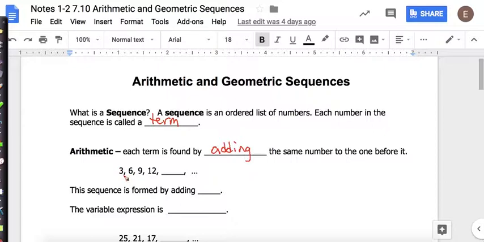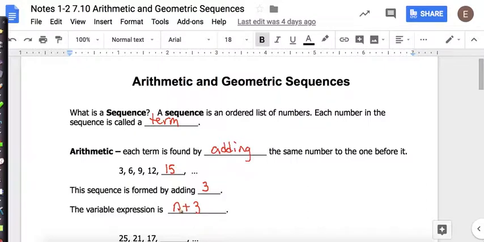So let's look at the first pattern. 3, 6, 9, 12. The next number is 15, because if you notice, we're adding 3 each time. So the sequence is formed by adding 3. So the variable expression has to have a variable in it. If we look at what we're doing each time, we're adding 3 each time. Well, the variable is each number in the sequence. So we could say n + 3.